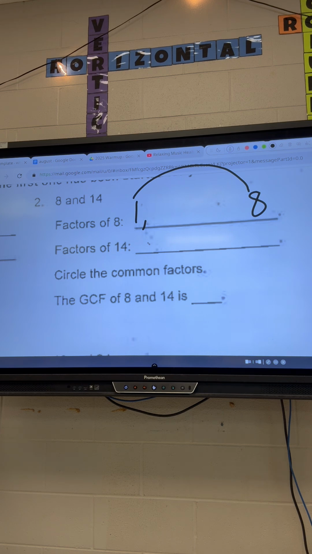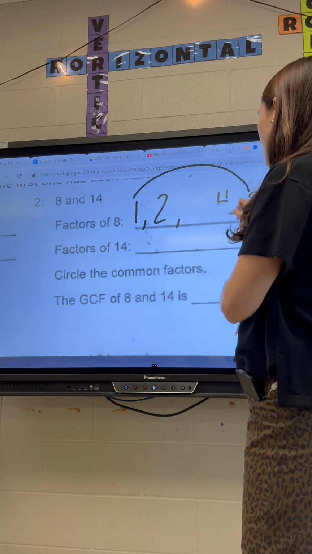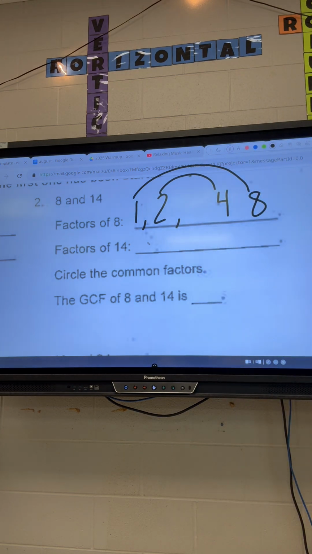Okay, Harper, how did I say to do your next factor so you don't miss one? Go in order. So we did 1 and 8. So what's next, Harper? 2 and 4. Good. You can go ahead and connect those with your rainbow. Now, what does the connecting part mean again? Yes, it means those are the 2 numbers that you can multiply to get that. Can 3 times anything get you to 8? We're done with factors of 8.